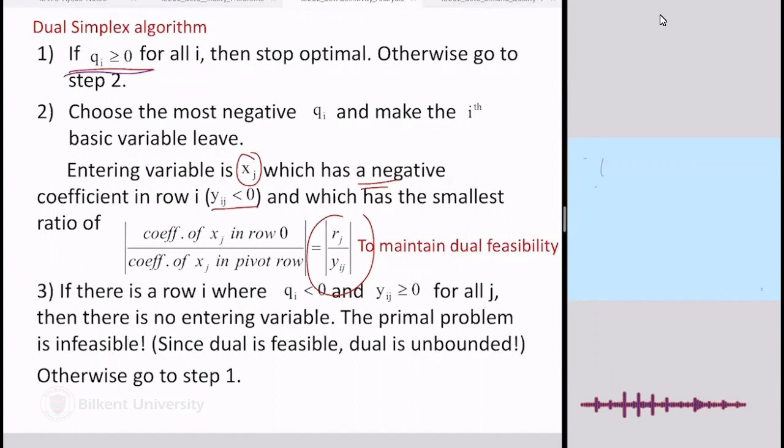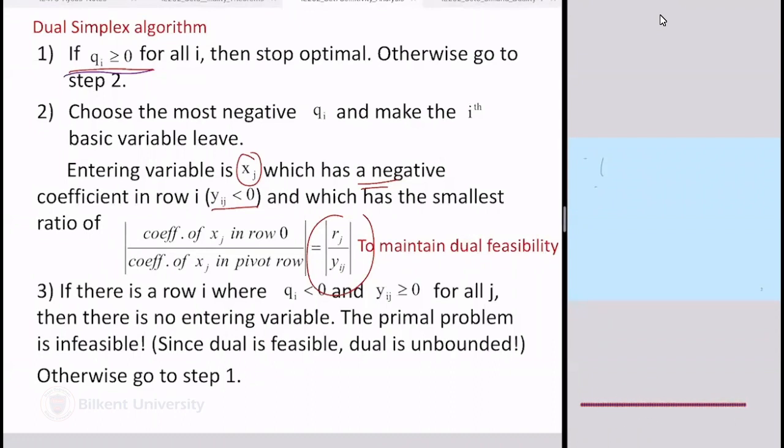I already determined my leaving variable. You do the simplex, as you always do, standard simplex iteration. Make ones and zeros, okay? And that brings you to another iteration, hopefully with a smaller number of negative entries in the right-hand side.